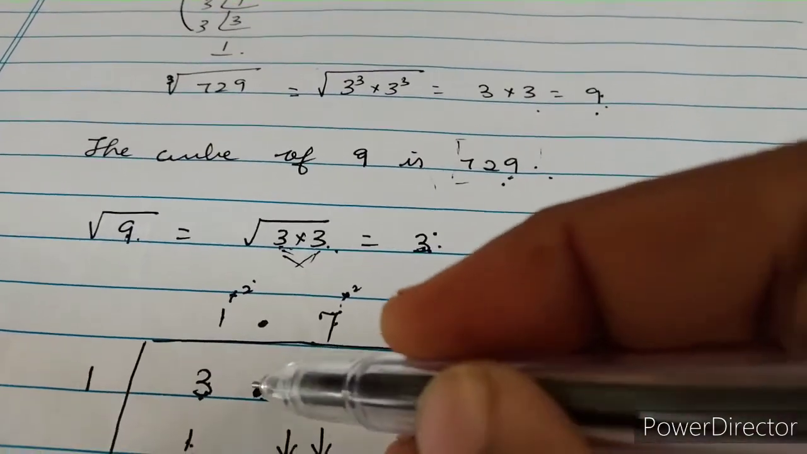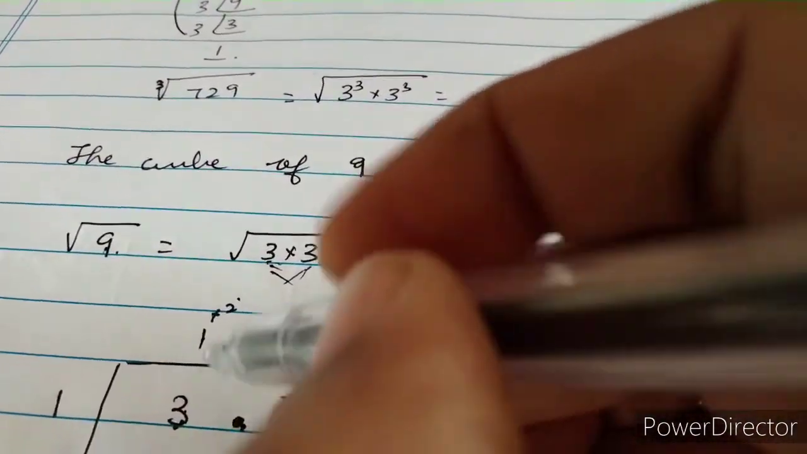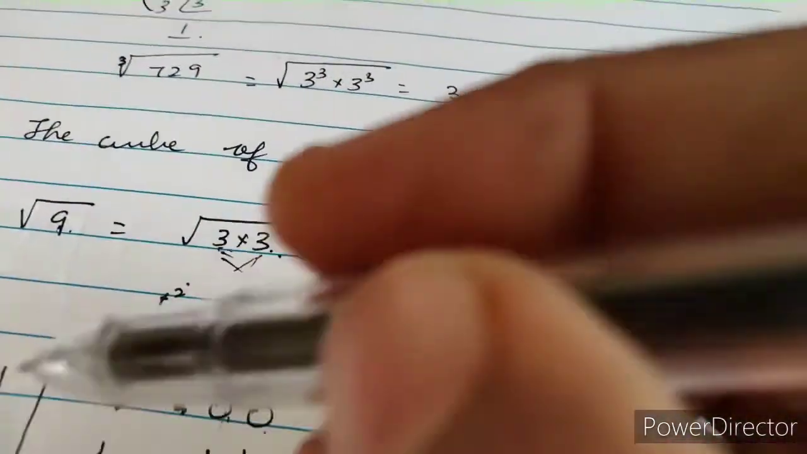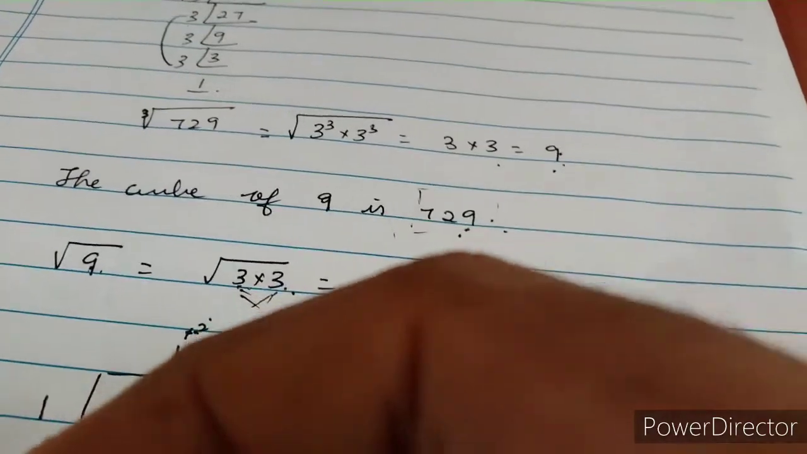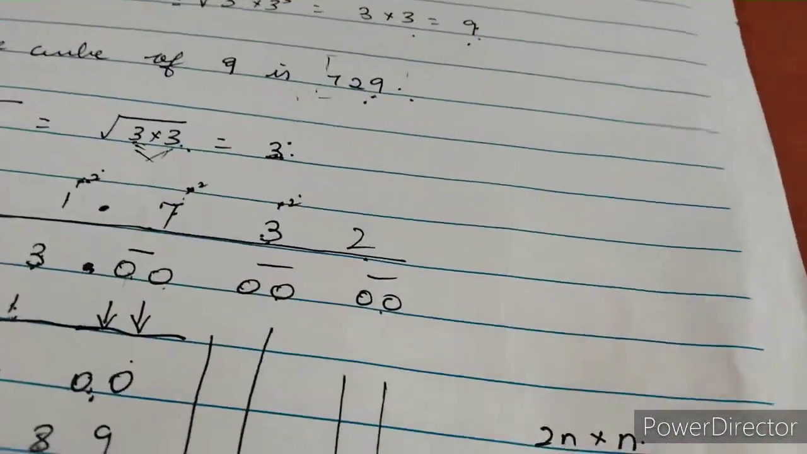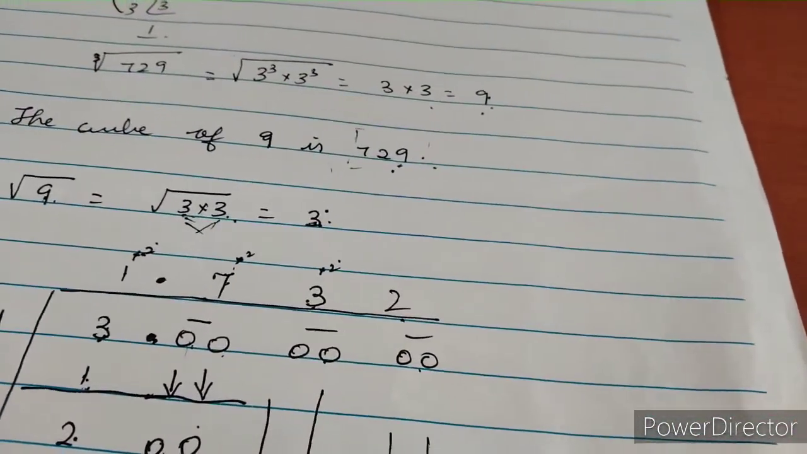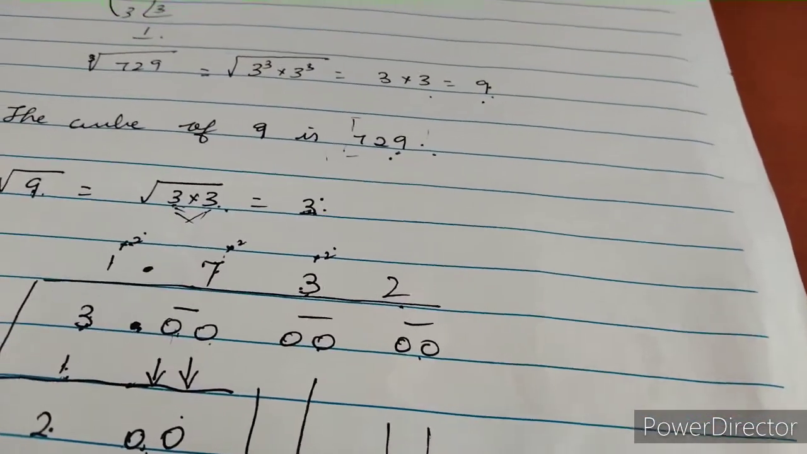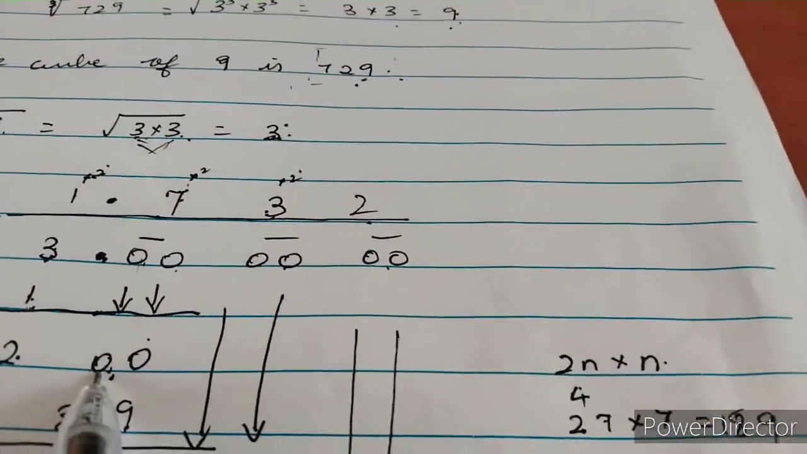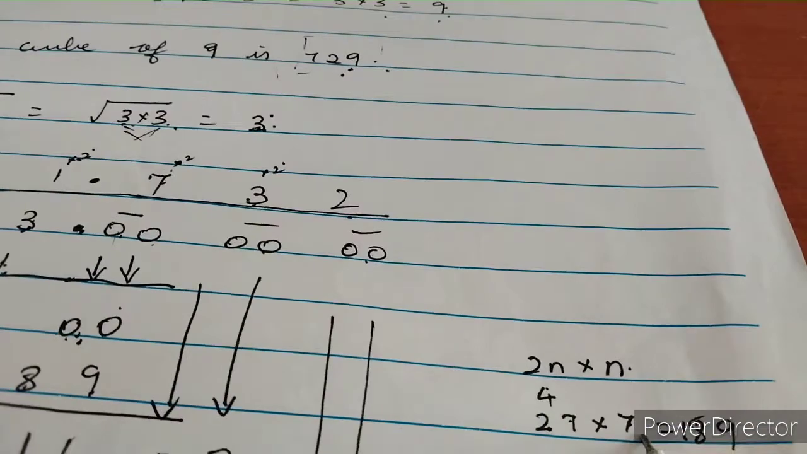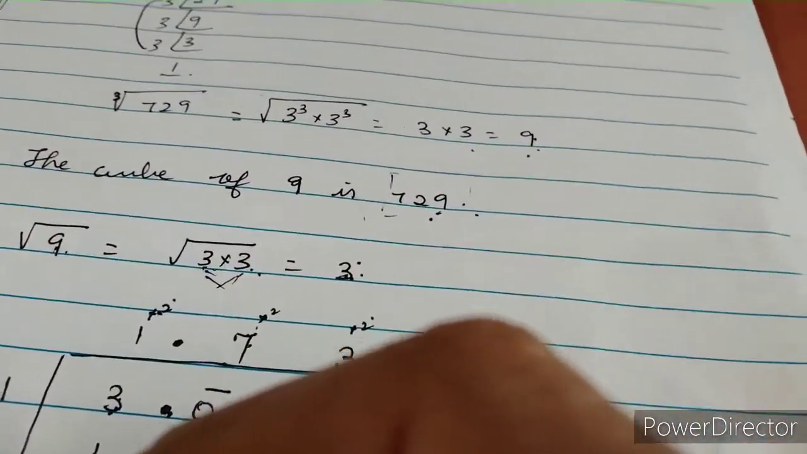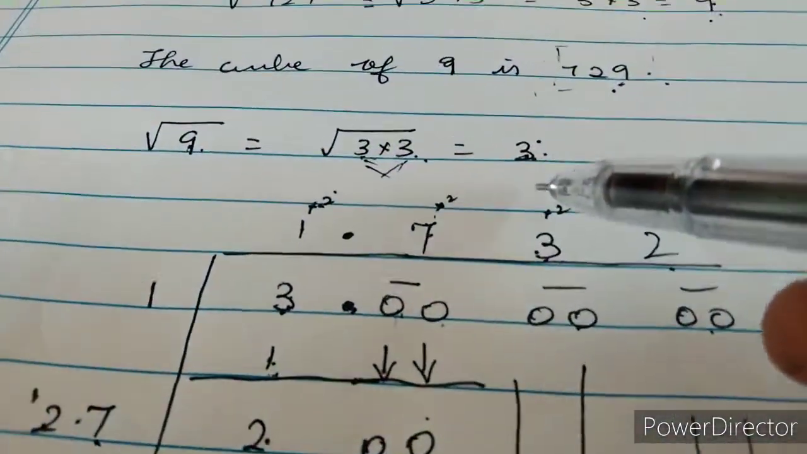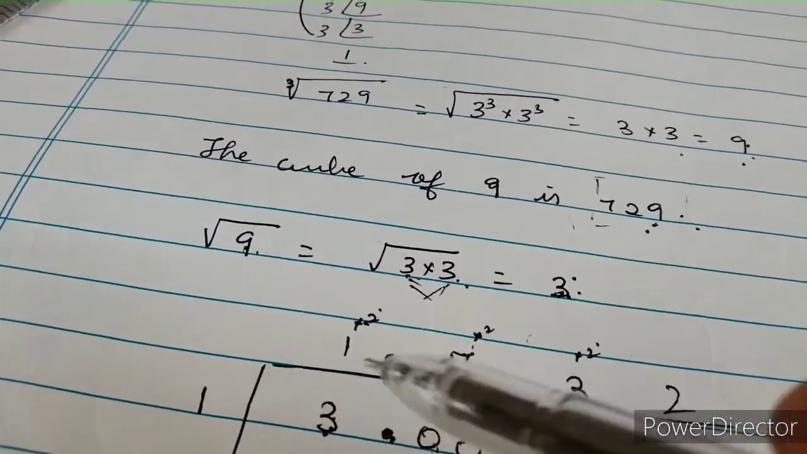Before bringing the 0, here the decimal point is given. So, keep the decimal point on the top. Then, multiply the top number by 2. 1 into 2 is 2. Then you know very well 2n into n. That means which number, if you multiply, you can get less than or equal to 200. 7 into 7. 27 into 7 is 189. Write down 7 in the divisor and 7 on top.